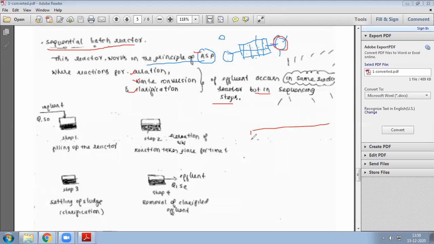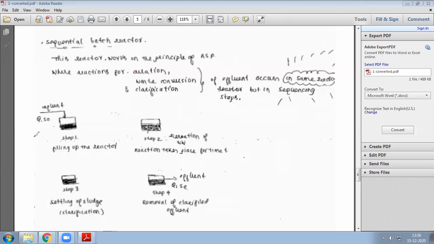If you cut this vessel open and see what is inside, you have a lot of arrangements like this. So first step, second step, like that, a lot of divisions will be there inside one single tank, single vessel. Okay, so first step, we will see that now. What happens is filling up the reactor. So wastewater influent will be filled.